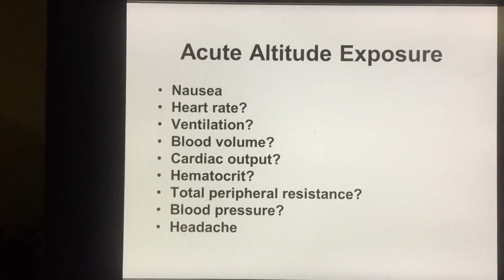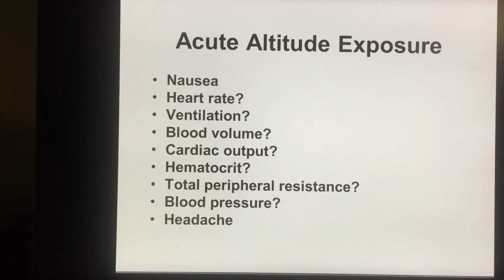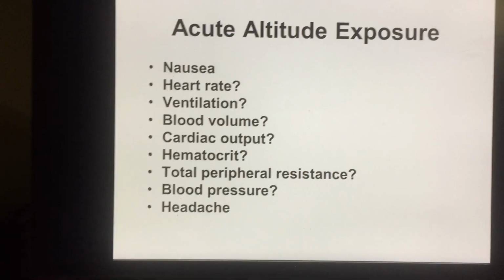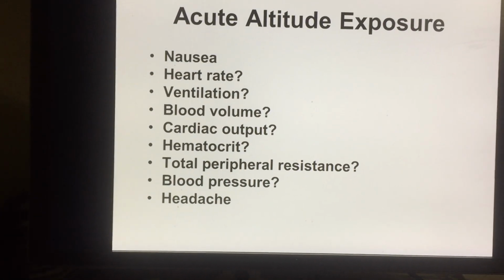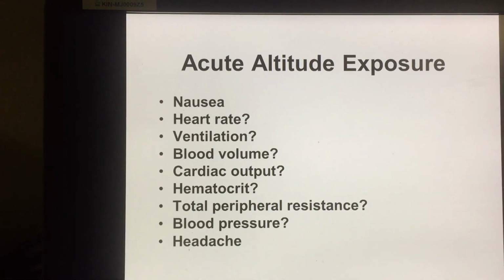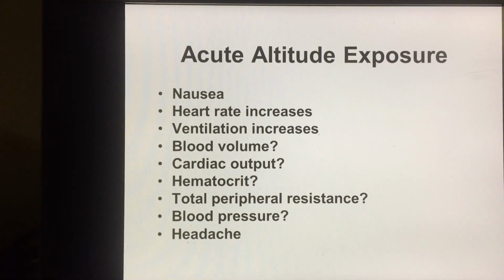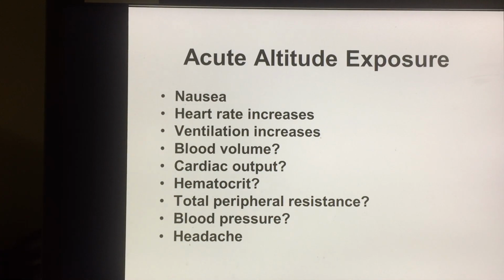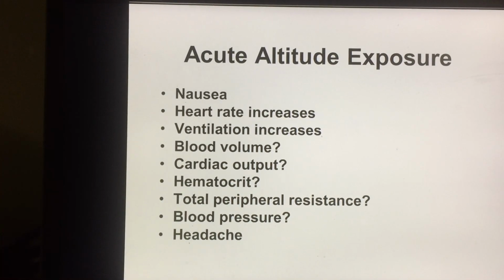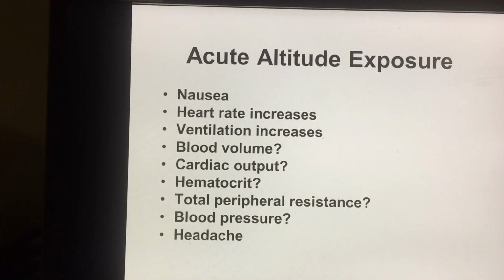In these next couple of slides, I'm going to go over how someone adapts to altitude exposure. So this is acute altitude exposure. If you go up a mountain right away, you start to feel nauseous, so you start to feel sick. Your heart rate increases and your ventilation increases, and that's in an attempt to compensate for the reduced oxygen that's coming into your lungs. So to get adequate oxygen delivered to your muscles, your heart rate and your ventilation increase.